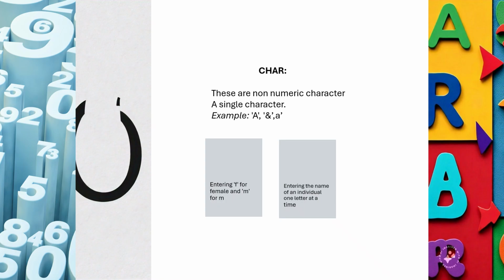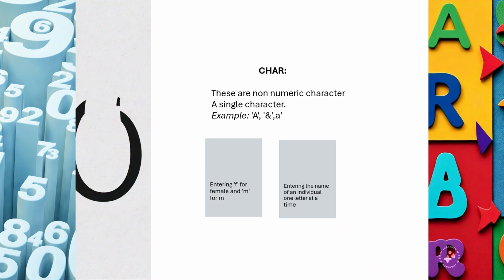Entering the name of an individual one letter at a time can be taken as a char because we are dealing with one letter only. Or in other words, we can say that if there is any question that states to only take the first letter of the name, that will be taken as a char.